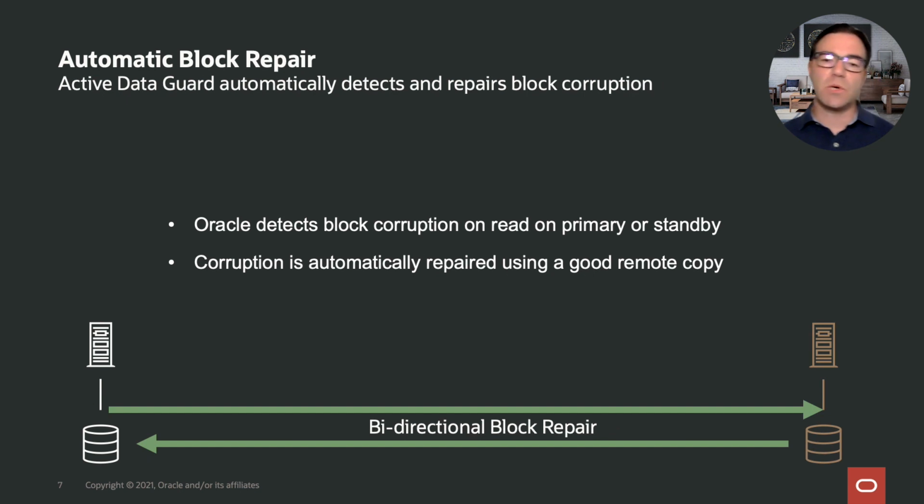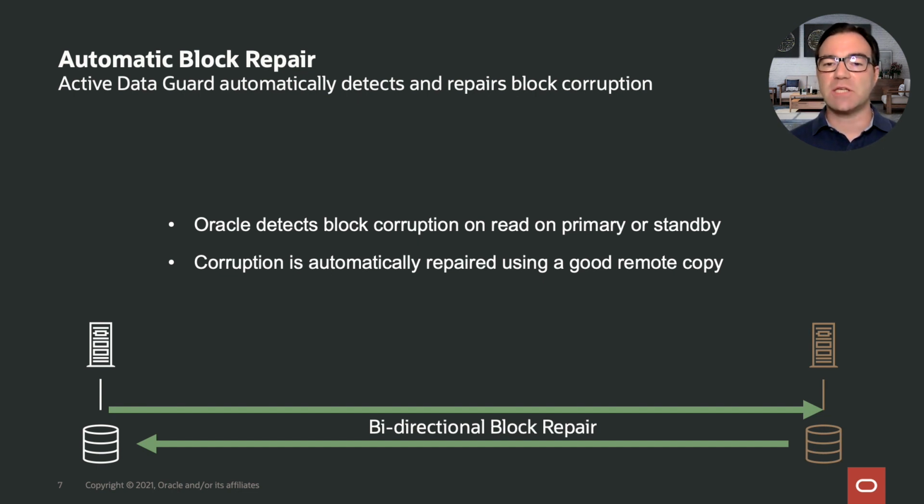Now, one of the features that I want to talk about specifically in the context of automation is automatic block repair. Automatic block repair is an Active Data Guard feature and allows Active Data Guard to automatically detect and repair block corruption. The way this works is like the following. Assume you have an application that is reading a corrupted block either on the primary or on the standby. What will happen is that the Oracle database will report an error that a corrupted block has been read.